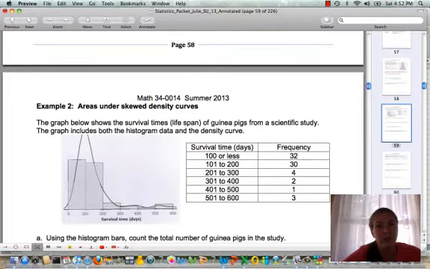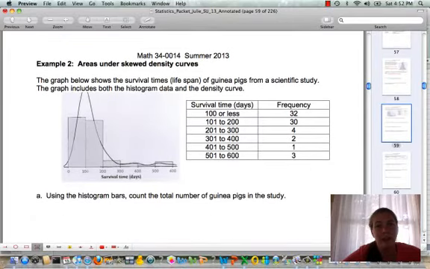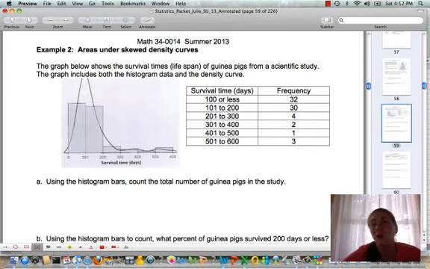Okay, let's go look at now example 2 on page 59. So this is what's called a skewed curve. If you look at it, you see that it's got a tail out to the right side. And the graph shows survival time of guinea pigs from a scientific study in hundreds of days. So guinea pigs usually only live around 1 year. So a guinea pig that lives longer can maybe live up to 2 years, but few guinea pigs do that.